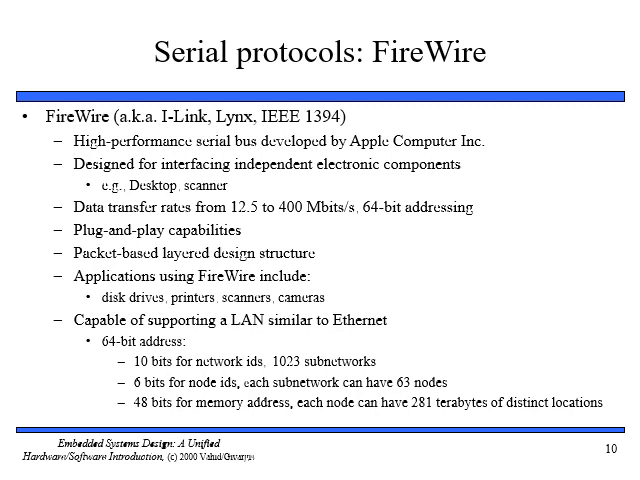64-bit addresses, 10 bits for network IDs, 1023 subnetworks, 6 bits for node IDs. Each subnet has 63 nodes, 48 bits for memory address. Each node has 281 terabytes of distinct locations. So we have 64 total address bits, out of which 10 are used for network ID, 6 are used for node ID, and 48 are used for memory addresses.